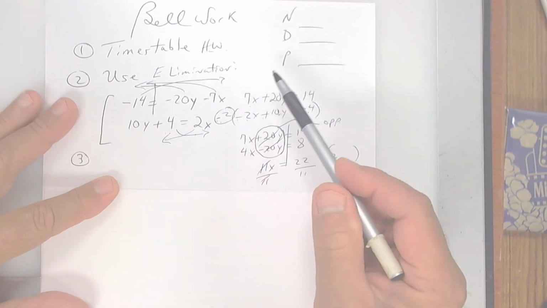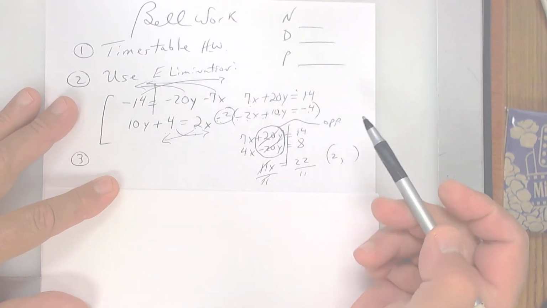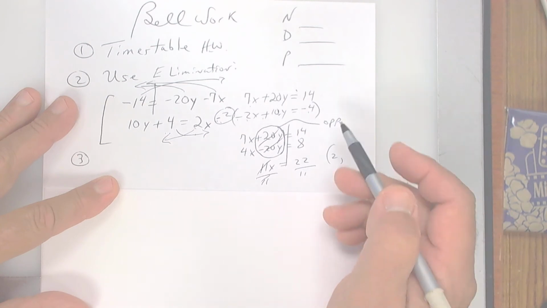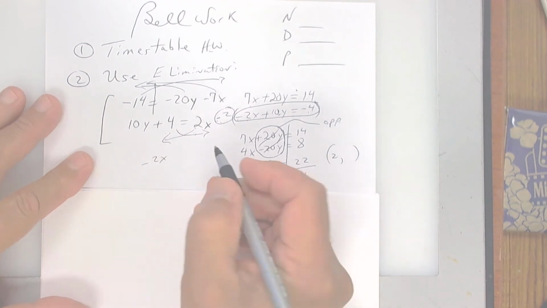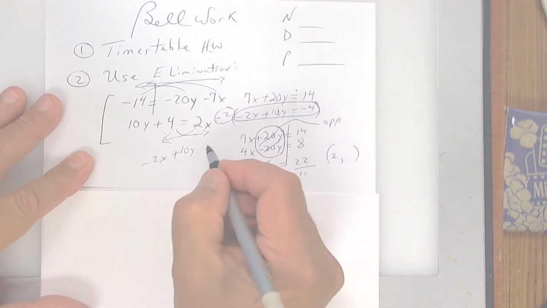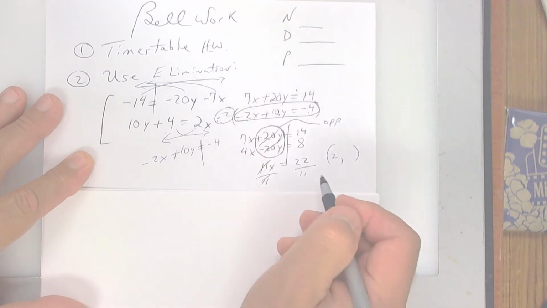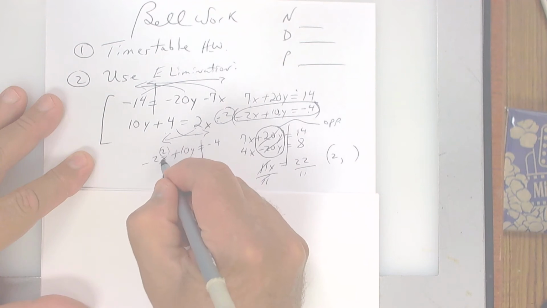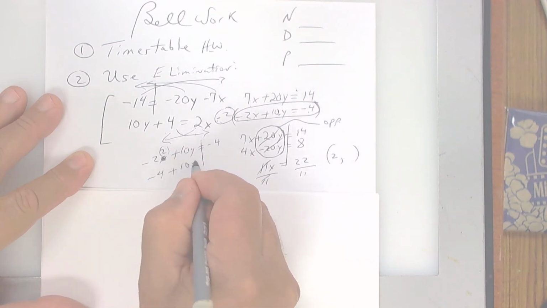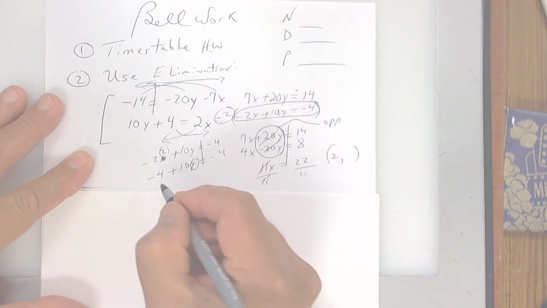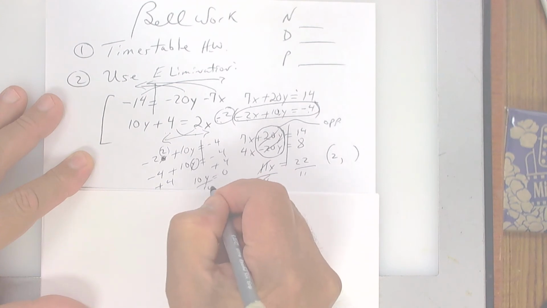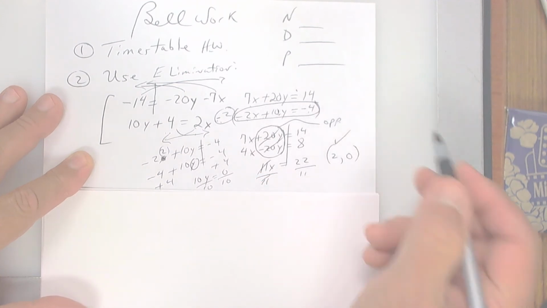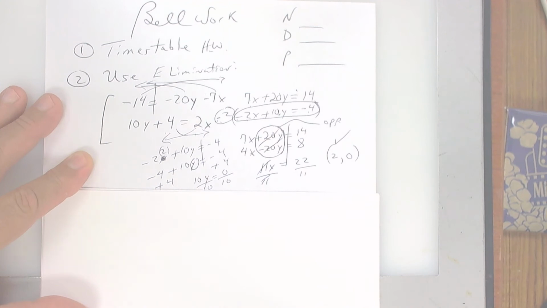Now, you pick either one you like. I like this one. So I get negative 2x plus 10y is equal to negative 4. I'm going to substitute 2 in place of the x, so scratch that out. That gives me a negative 4. Now you should be able to solve a two-step equation. Okay? So you're going to add 4 and get 0, and then divide by 10, and you still get 0, and there's your answer. And that's elimination.